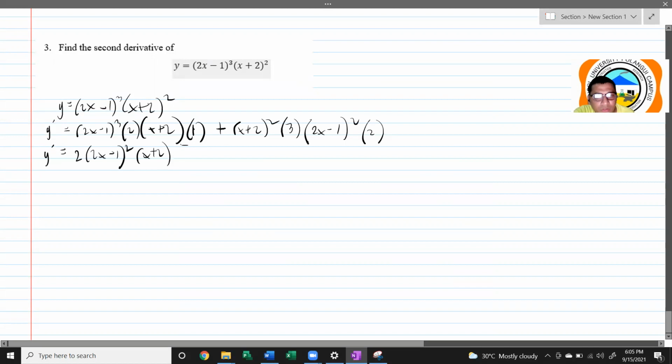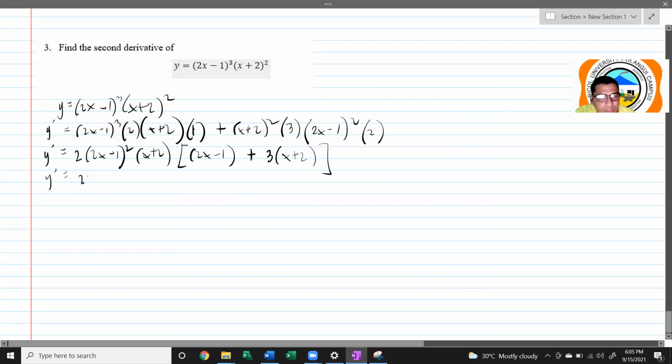So what is left in the first term? Since it is cubed, there is still a 2x minus 1, and the 2, that's it. Okay, so plus. Now in the second term, we have 3 left over. And since it is squared, we still have x plus 2. So, okay, that's it.